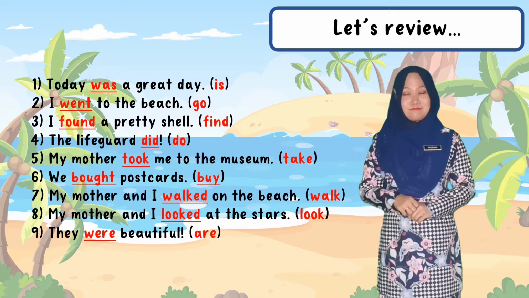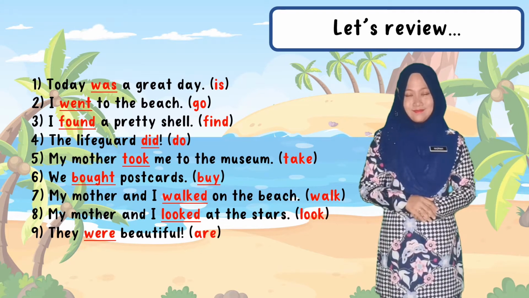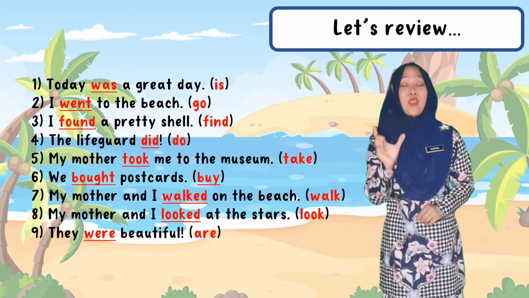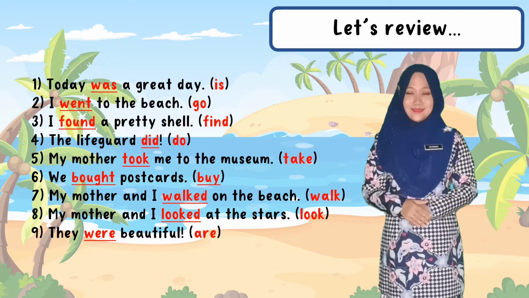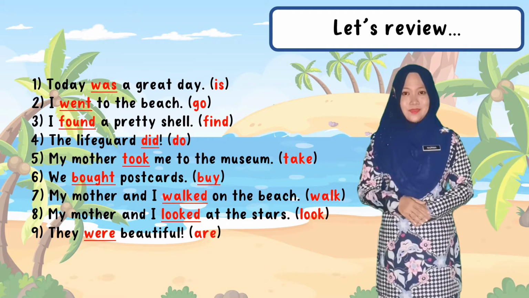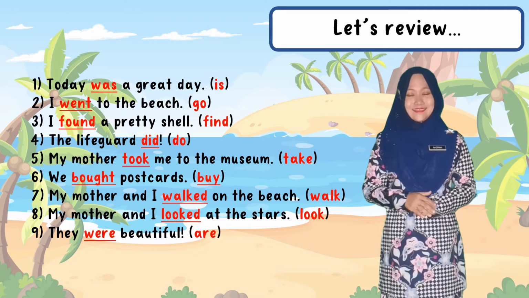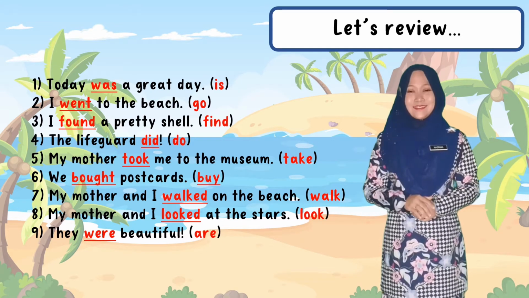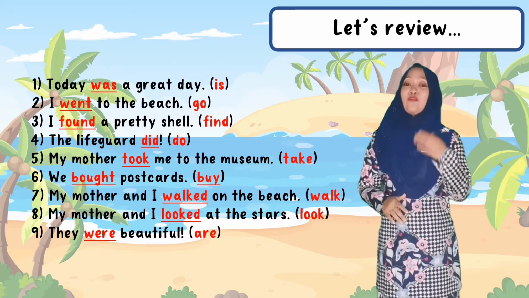Sentence number 2. I went to the beach. I want you to look at the word went. Went is the past tense form of the verb go. Next, sentence number 3. I found a pretty shell. I want you to look at the word found. Found is the past tense form of the verb find.